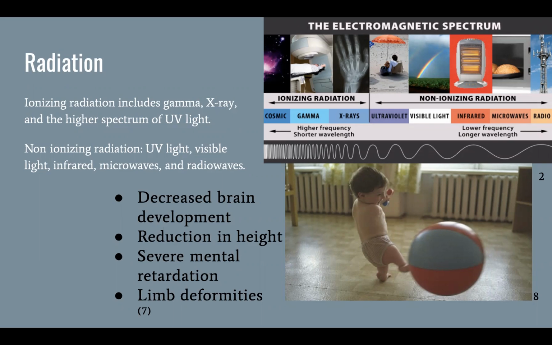Ionizing radiation can cause birth defects such as decreased brain development, reduction in height, severe mental retardation, and limb deformities. These birth defects have been observed in offspring from mothers exposed to both medical and non-medical radiation. The picture on the bottom right is of a child who was born with congenital defects secondary to his mother being exposed to radiation from the Chernobyl accident.